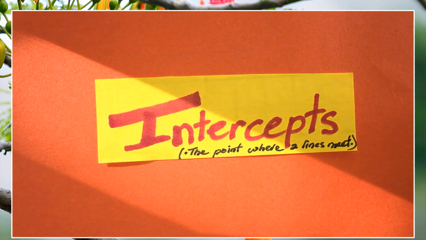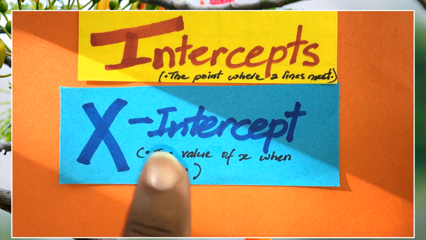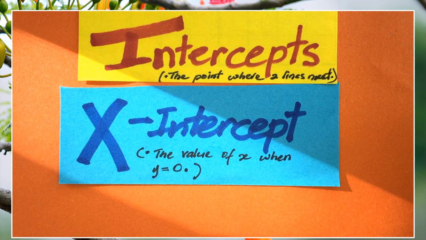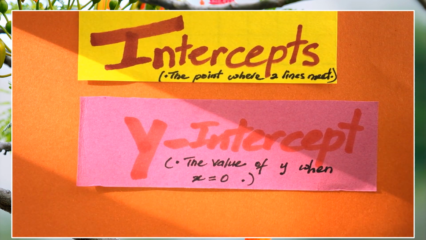On the intercepts, there are two types that we're going to study. We're going to study the x-intercept, and this is the value of x when y is equal to 0. It is where the function crosses the x-axis. And we're going to also be looking at the y-intercept. It is the value of y this time when x is equal to 0. It is where the function or the graph itself crosses the y-axis.